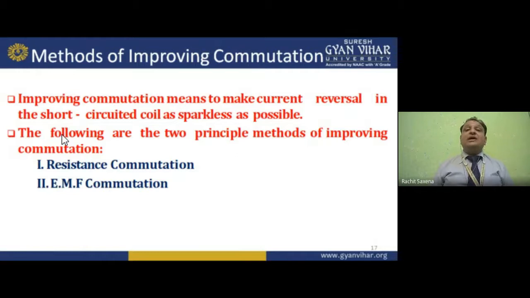Methods of improving commutation. Now see this. Improving commutation means to make current reversal in the short circuit coil as sparkless as possible. Means no spark, means no overheating, means no damage to the commutator. Means ideal commutation. I hope you understand.